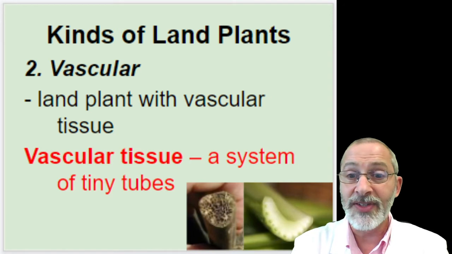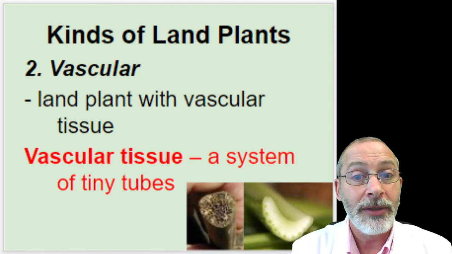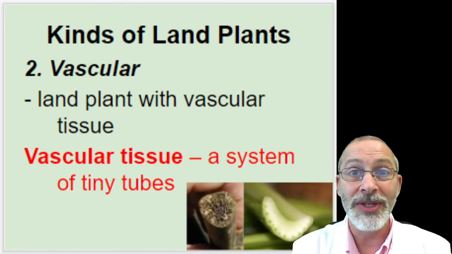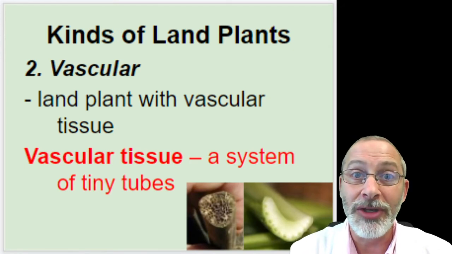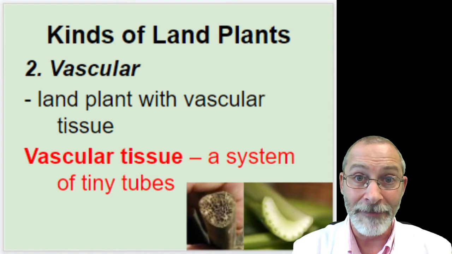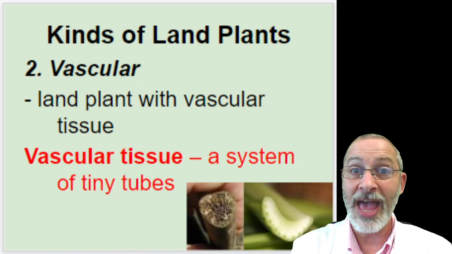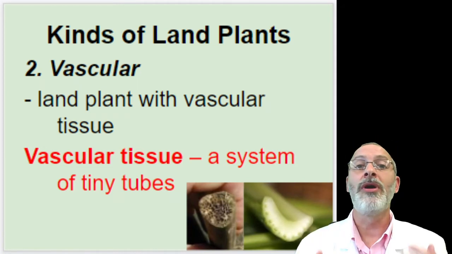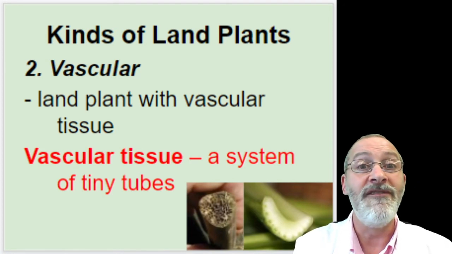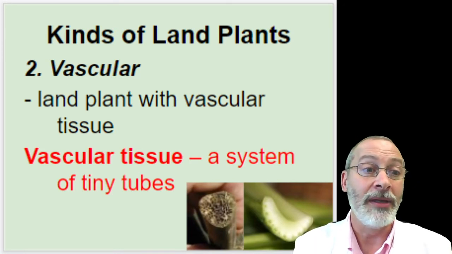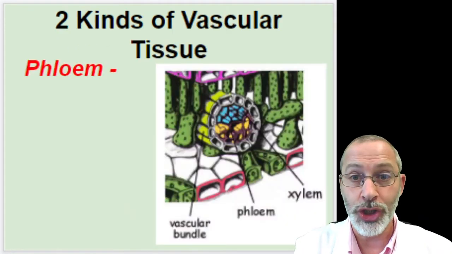But they have a system of tiny tubes, and those tiny tubes are used to transport materials, water, food, minerals, throughout the body of the plant. Again, one of the adaptations that vascular land plants have that enable them to be more hardy species. They can exist in a more varied type of environment. So let's talk about these types of vascular tissue.